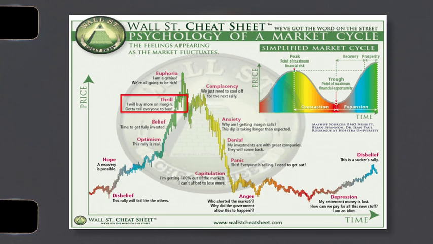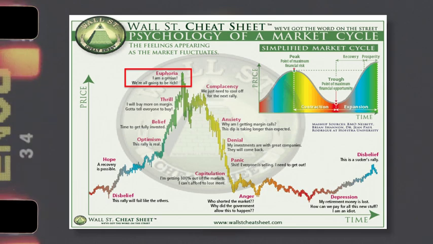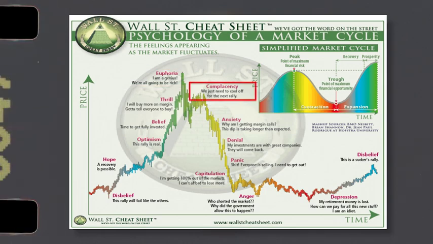Thrill, I will buy more on margin. I've got to tell everybody to buy. Euphoria, I'm a genius, we're all going to be rich. Complacency, we need to just cool off for the next rally. Now, this is the point where everybody gets screwed over. This is the point where everybody thinks we're going to go for the next leg up and we'll go even higher than the previous one. This is where everybody gets trapped.